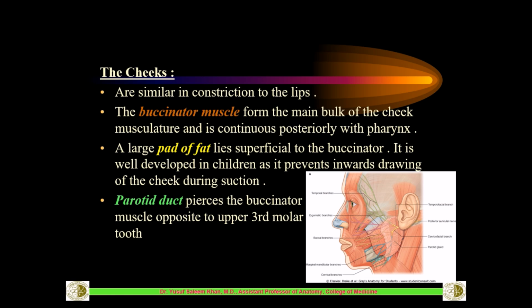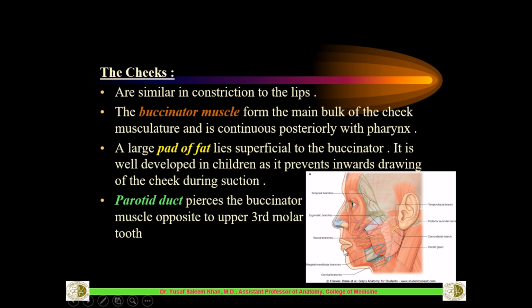Now coming to the cheek, beside the lips, this part will be covered by the skin and the fat and other things, the cutaneous tissue. That will be the cheek. The cheeks are similar in construction to the lips. They are made up of muscles and are covered by the skin, connective tissue, and everything.